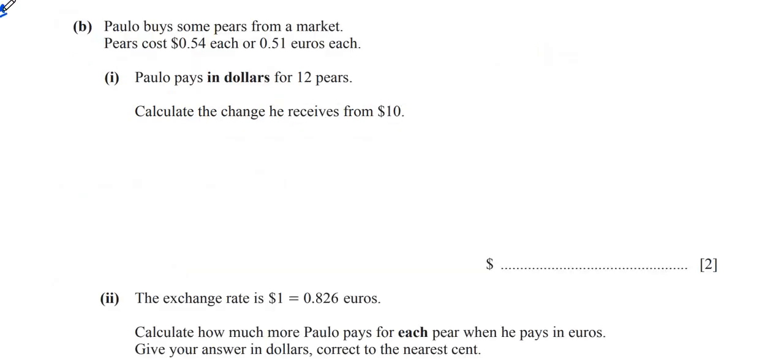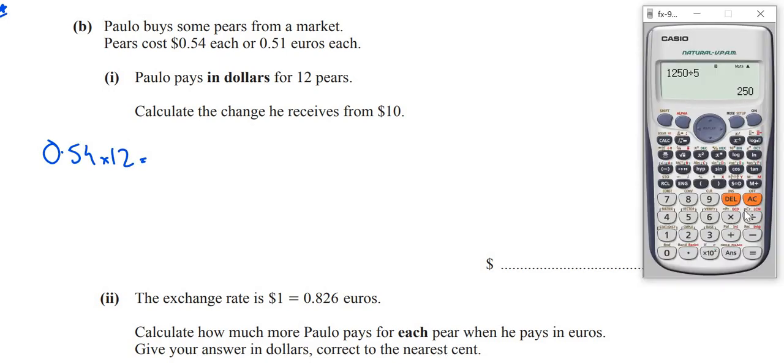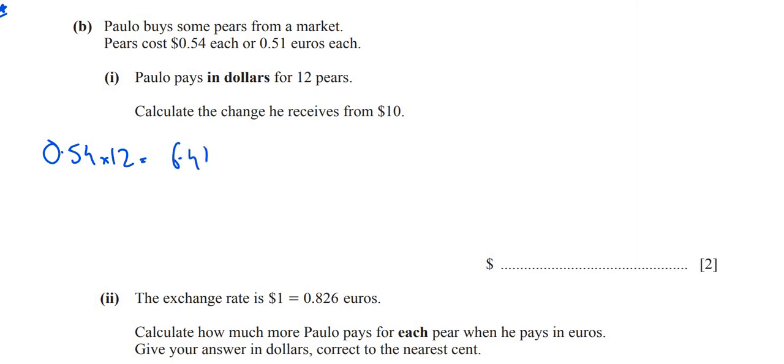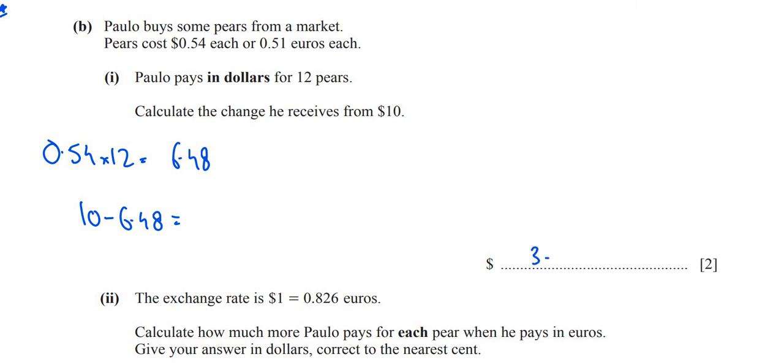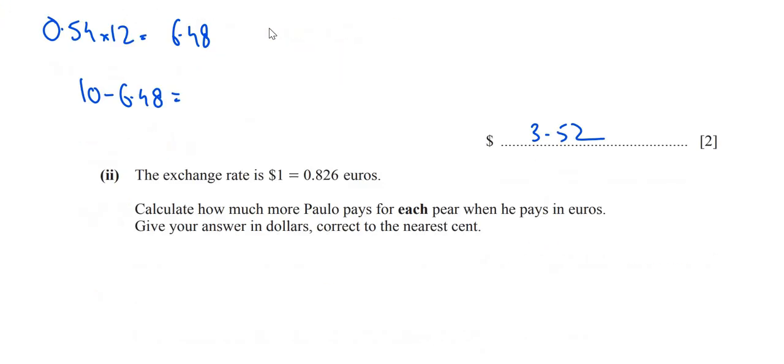Okay. So part B says Paula buys some pears from a market. Pear costs $0.54 each or 0.51 euros. Paula pays in dollars for 12. Calculate the change he receives from $10. So look, first let's see how much he spent on pears. 0.54 multiplied by 12 is 6.48. So we will subtract 6.48 from 10. Once we subtract it, we get 3.52. So the change she receives back is 3.52.